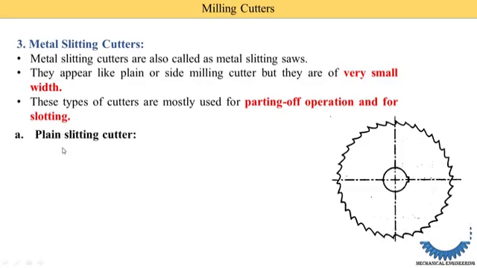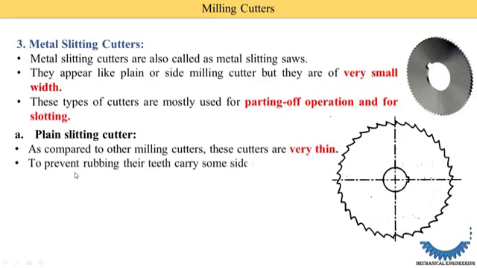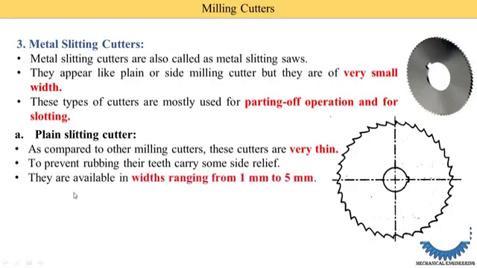There is also the plain slitting cutter, which is a different type. As compared to other milling cutters, these cutters are very thin, meaning the thickness is lower. You can see the thickness of these slitting cutters in this image. To prevent rubbing, their teeth carry some side relief, meaning a side relief angle is provided to avoid rubbing. They are available in widths ranging from 1 mm to 5 mm.